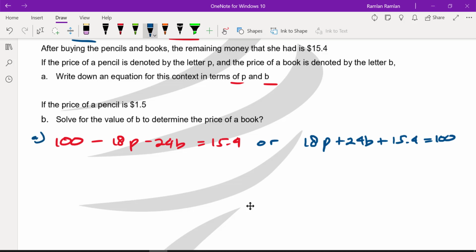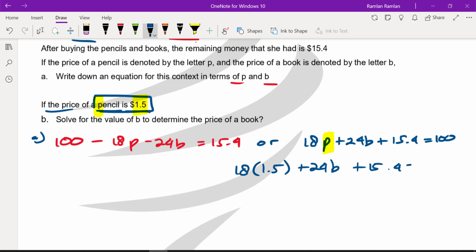For question B, if the price of a pencil is $1.5, solve for the value of B to determine the price of a book. The cost of the pencil is given here, which is 1.5. So you only need to substitute the P, the pencil, by 1.5. Now let's do that. I'm going to write down 18 bracket 1.5 plus 24b plus 15.4 equals 100. I can multiply 18 by 1.5. 18 times 1.5 is actually 27. So this is 27 plus 24b plus 15.4 equals 100.